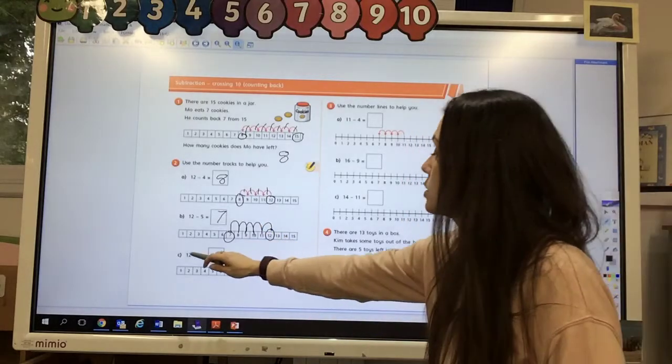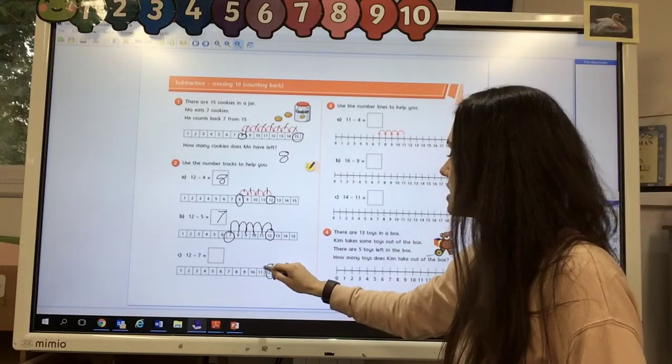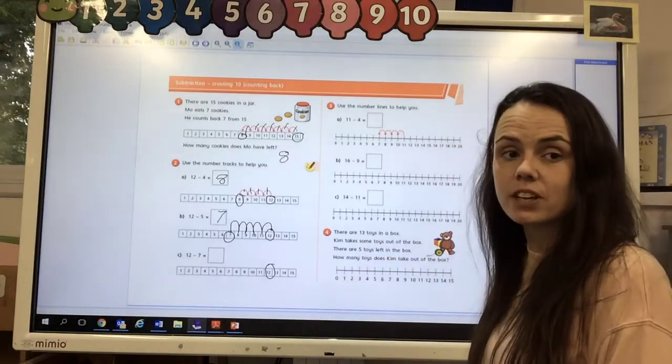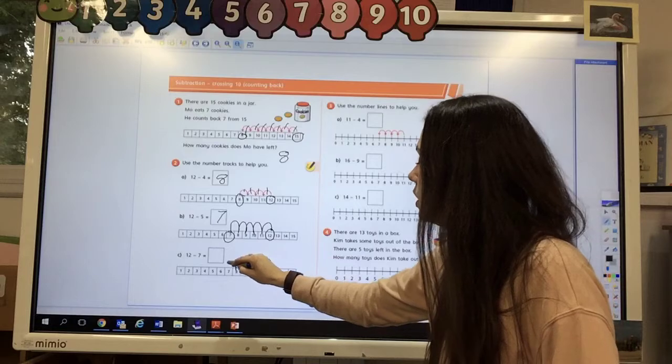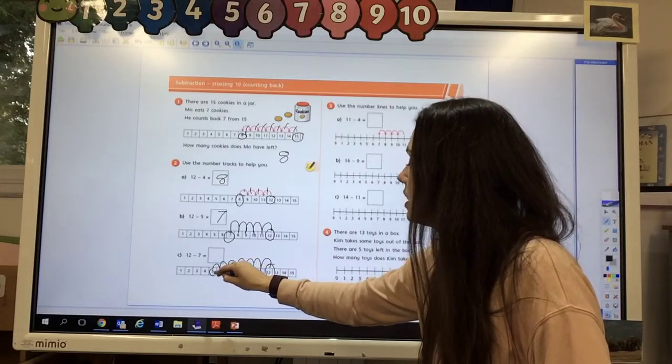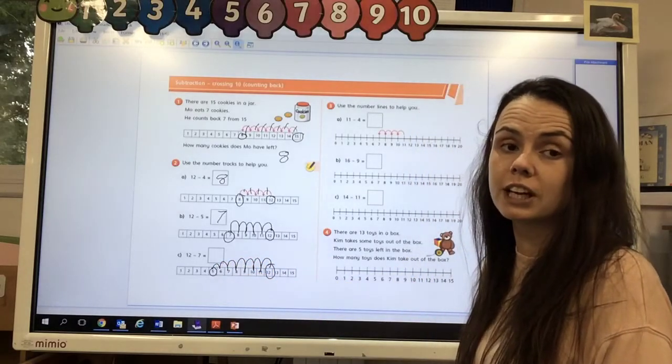Now again we're starting with 12 again. And this time we're counting back 7. Let's do 7. So 1, 2, 3, 4, 5, 6, 7. What number am I finishing with? 5.